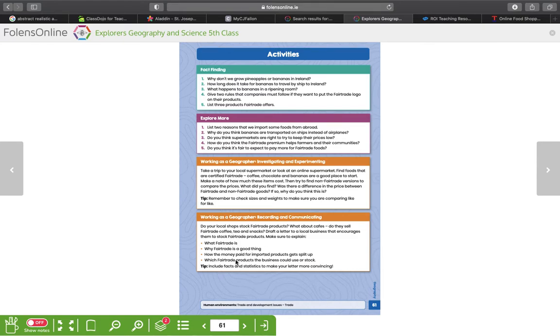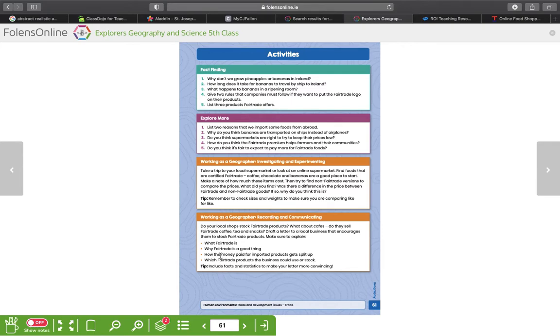For the bottom part, you're not going to actually contact a local shop, but you're keeping in mind that as you're writing this letter, you're addressing or speaking to a local cafe or a local business, and you're trying to encourage them to use fair trade products. So within your letter, you want to definitely hit on these 4 points. You want to explain what fair trade is in your letter. You're going to try and explain why it's a good thing. You'll use your chapter here to help you.